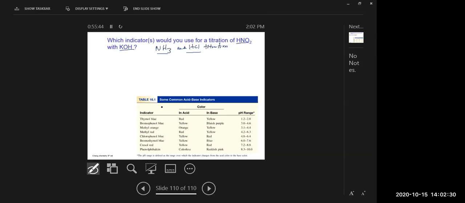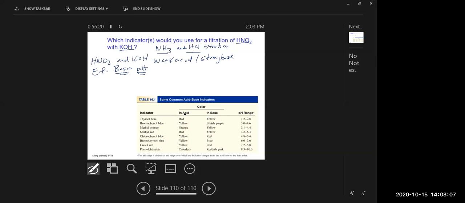Okay, so let's take a look here. We'll start with the combination of HNO2 and KOH. Again, HNO2 is a weak acid and a strong base titration. As we were just talking about, with a weak acid, strong base titration, we would expect that when we reach the equivalence point, because we're going to generate that salt, it will be a basic salt. So we would expect a basic pH at the equivalence point.